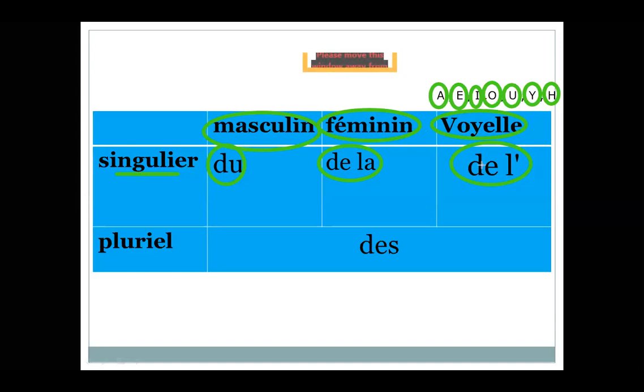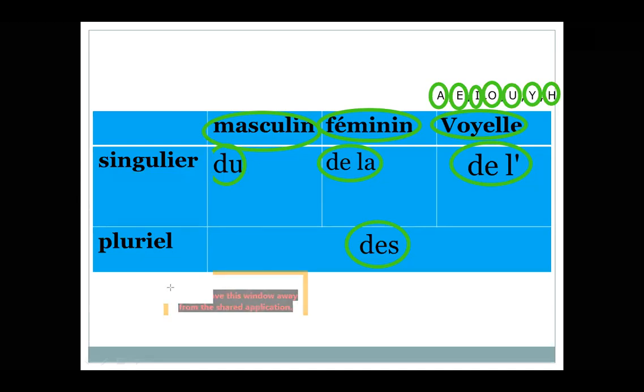What about the plural? The plural is very, very simple. In the plural we only put des before it. Masculine, féminin, voyelle, anything, we will put des. So, I will unmute you all right now to take some questions.